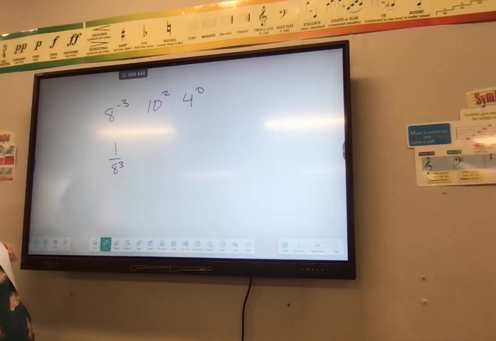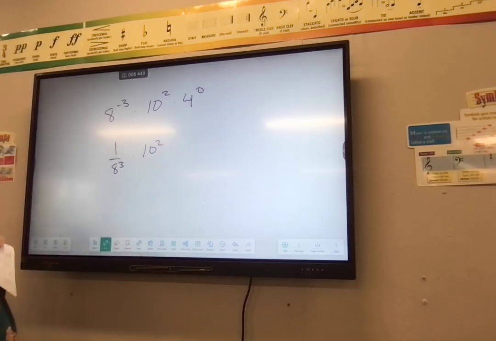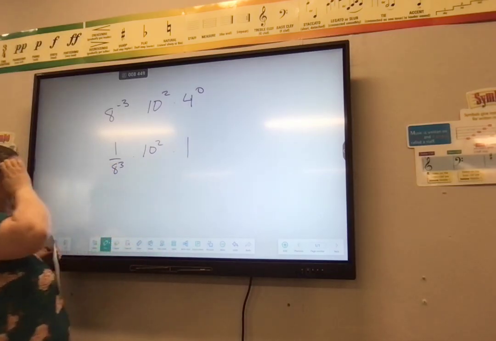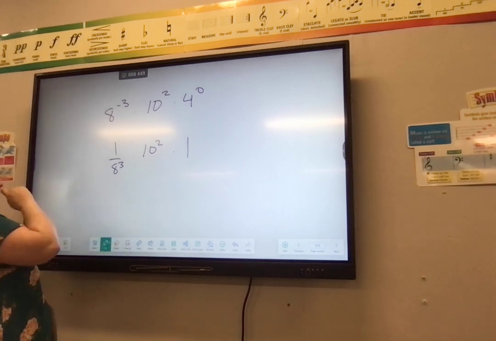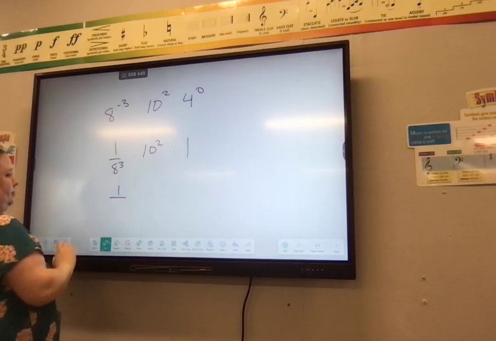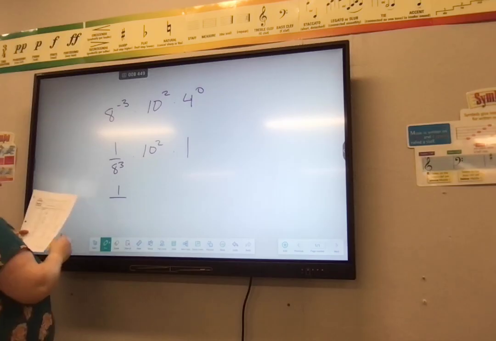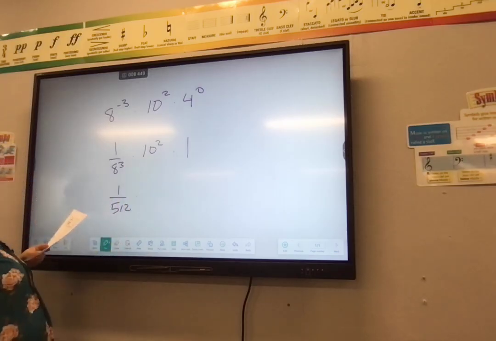Nothing. Just leave it 10 to the power of 2. What about the last one? Times 1. 4 to the 0 is just 1. All right, now let's evaluate. What is 1 over 8 cubed? 8 times 8 times 8. 512. Okay. Very good. What is 10 squared?